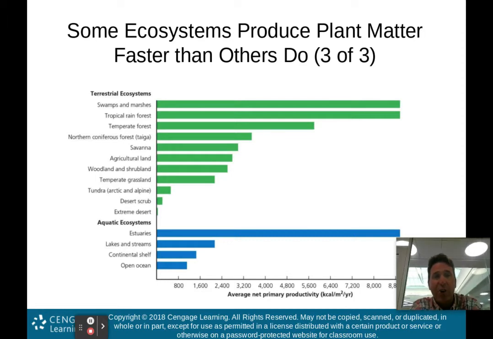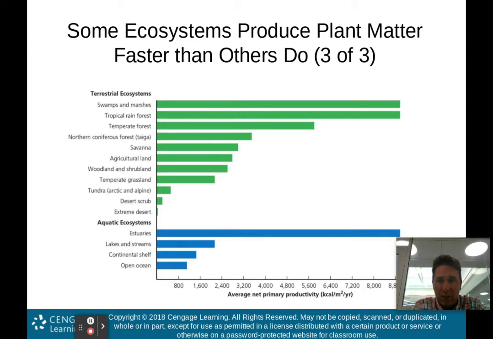You'll notice temperate forests come next, et cetera, and you'll notice down at the extreme desert, you're not getting much NPP there. Makes a lot of sense, right? Because how much life do you get in the desert? Not many, right? Especially consumers, not many consumers in the desert. And this is really why. The average net primary productivity is very low.